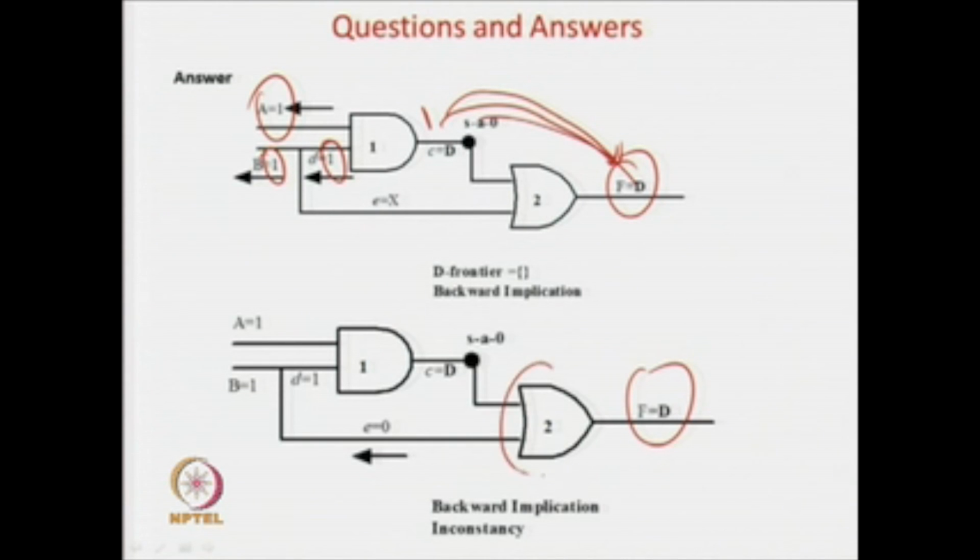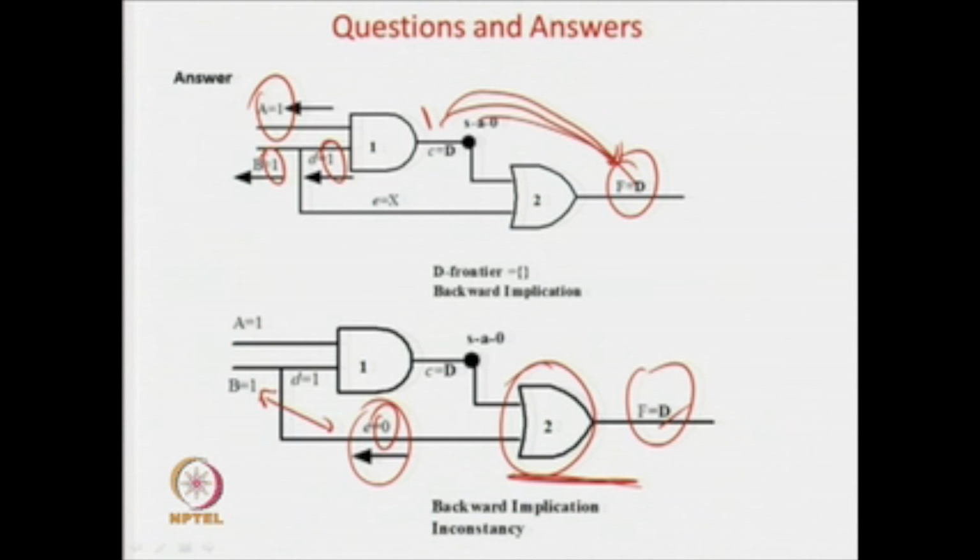Now, again you can think that 2 can be a part of the J frontier, because you know the output is D, okay, and you require some value here to propagate this value. So, this is obviously a 0, because we know that 0 is required to propagate the fault effect through an OR gate. But now you see, if it is a 0, there will be an inconsistency over here, so you have to stop.